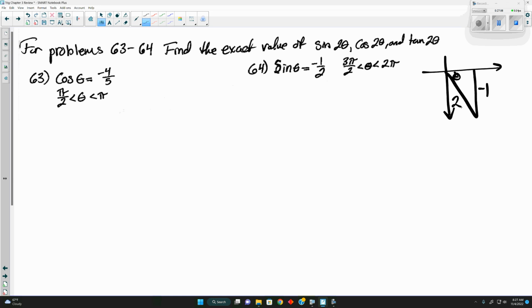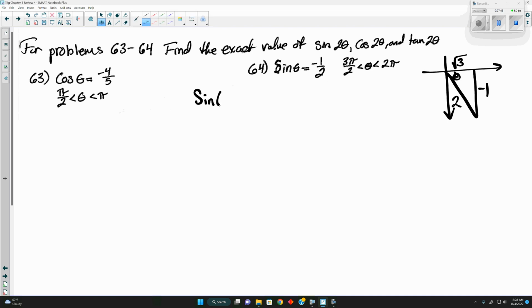Now at this point here, we can use Pythagorean's theorem. A squared plus -1 squared is equal to 2 squared, or a is equal to the square root of 2 squared minus -1 squared. 4 minus 1, so we get square root of 3. So the adjacent side is square root of 3. Questions on this here? And we know it's positive because we're in the positive x-axis. Now, the rest of this is just applying the formulas.